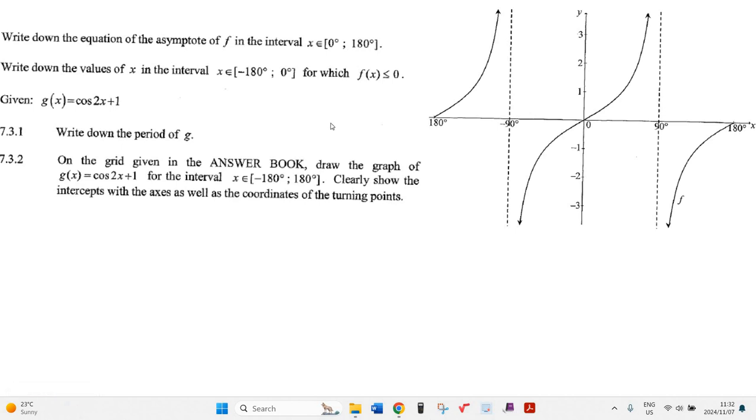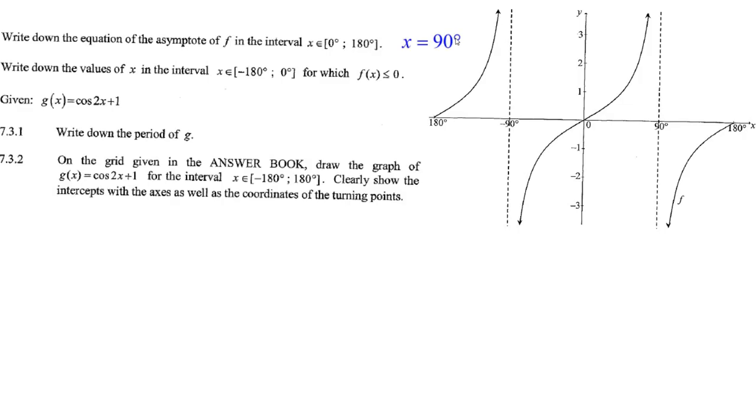Let's try this trig graph. We're looking at a tangent here, and they say from 0 to 180, what's the equation of the asymptote? Well, it's this dotted line, and you say x equals 90 degrees. That's your answer.